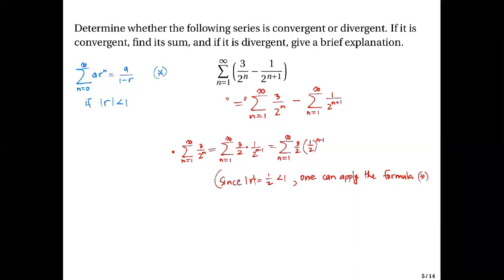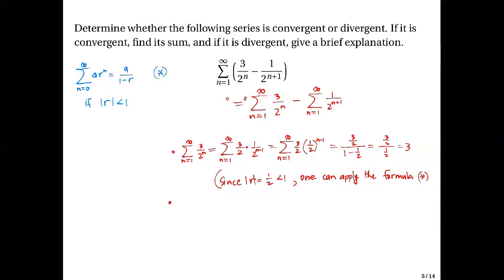So continuing, we now have 3/2 over 1 minus 1/2. But this is just 3/2 over 1/2. So this is just equal to 3. Okay? So that's the first one.